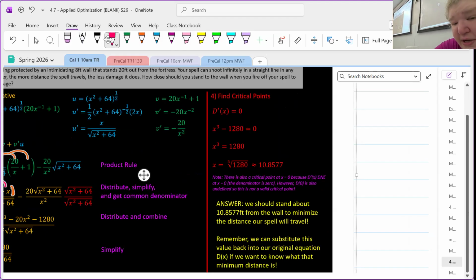Now there's a note, there's also a critical point at x equals 0 because that would make the denominator 0. But a distance of 0 is like you're standing right against the 8-foot wall. So that would maximize how far the spell goes, because the spell would have to go infinitely high to attempt to hit the tower. It would never hit the tower.